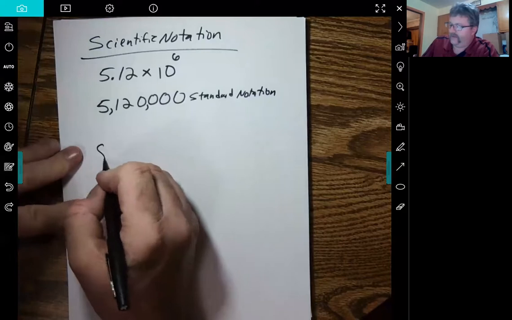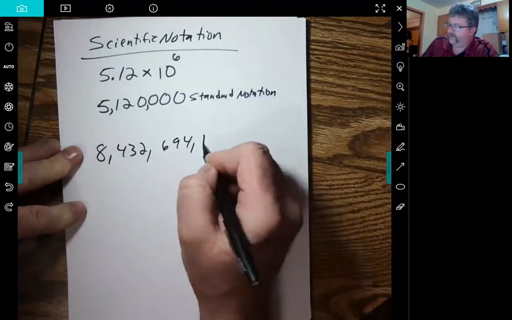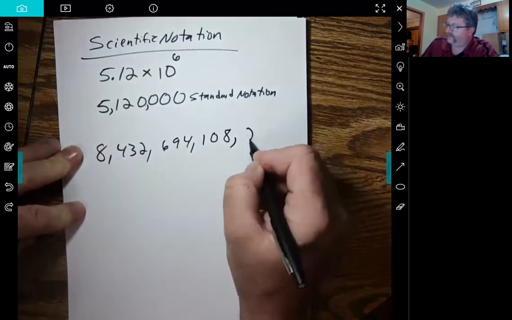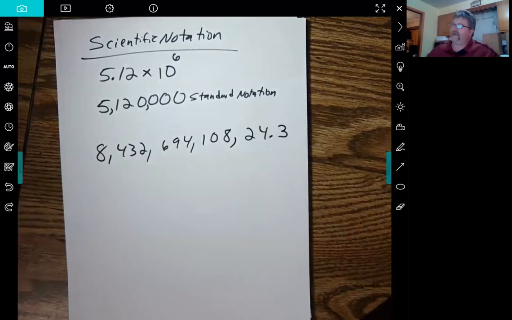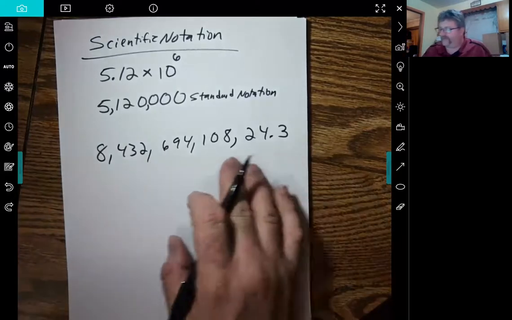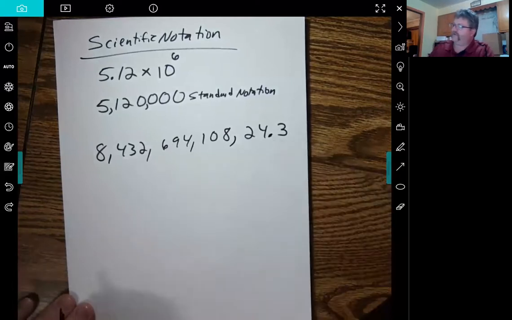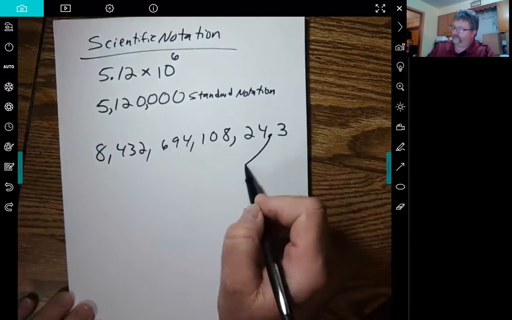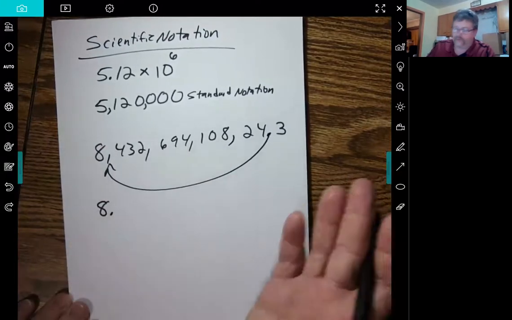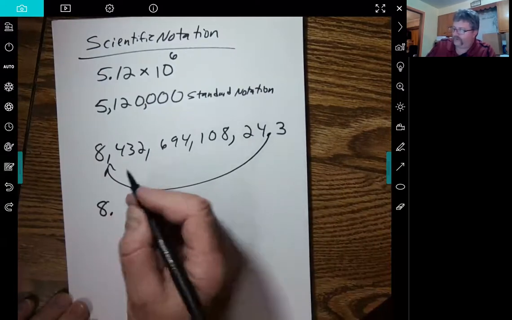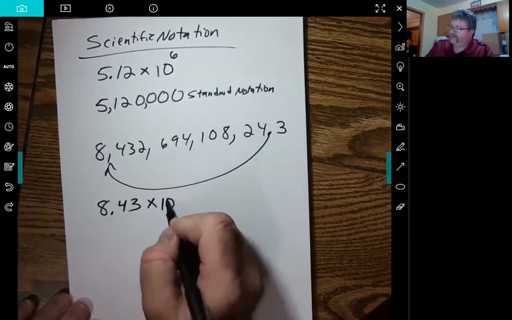Like let's say I have 8, 4, 3, 2, 6, 9, 4, 1, 0, 8, comma 2, 4, 3. I've got this big old number. Well, I don't need to know every little thing here. I just need an idea. How big is this number? So scientific notation says, grab your decimal wherever it is and put it right there. So it's going to be 8 point, round it off, 43, whatever. Pick your round-off point. 8.43 times 10 to some exponent.